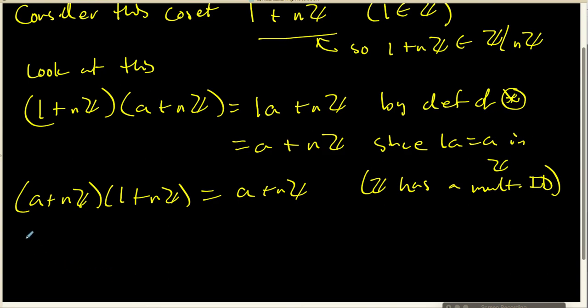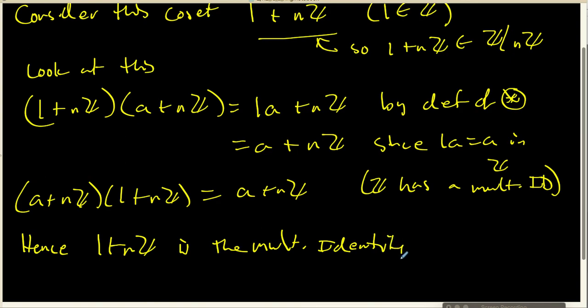And hence, 1 plus NZ is the multiplicative identity element of our quotient ring Z mod NZ. And that completes this video.